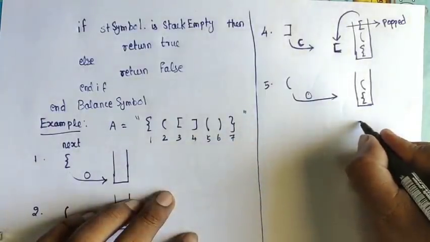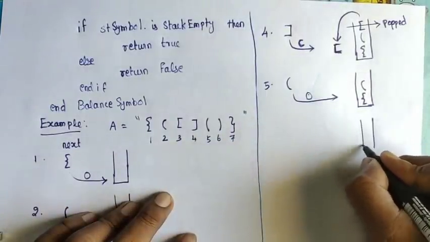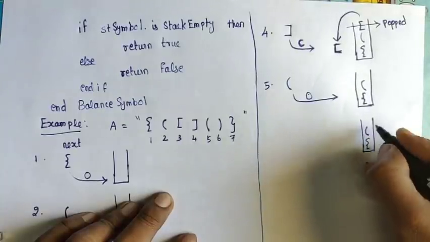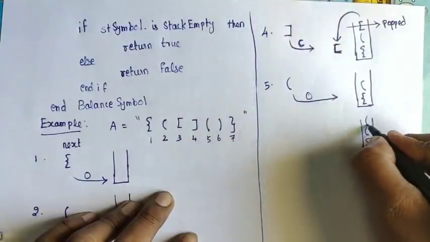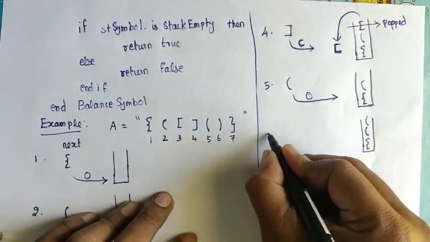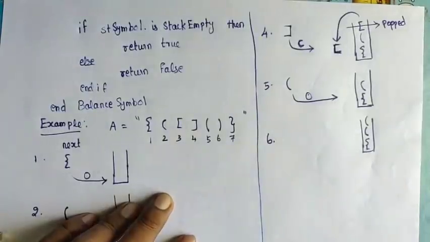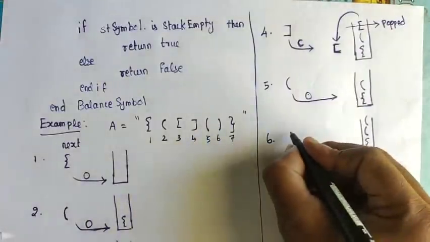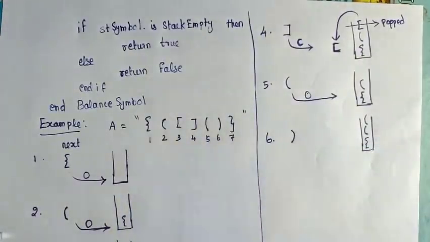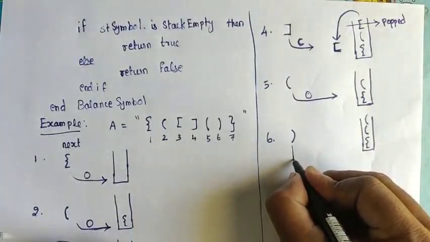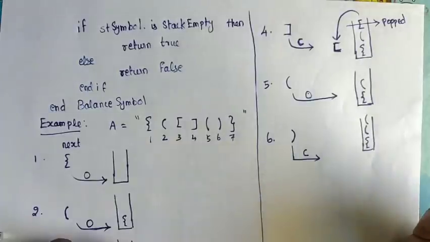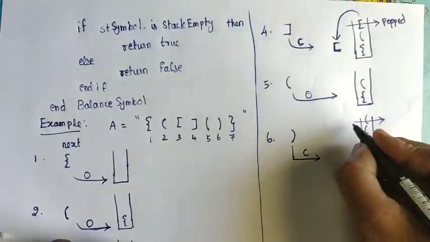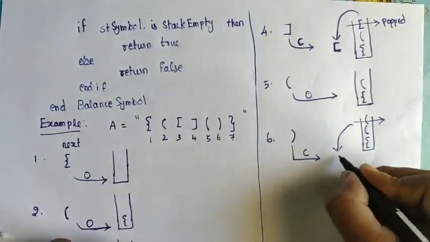This is an opening bracket, so I have to push that into the stack. So the stack will now have the bracket and then one round bracket, the parenthesis. Again this parenthesis will also be added into the stack. This is the state at the beginning of the sixth step. Again I need to get the next character, which is a close bracket. Close means I need to pop an element, so this will be popped.